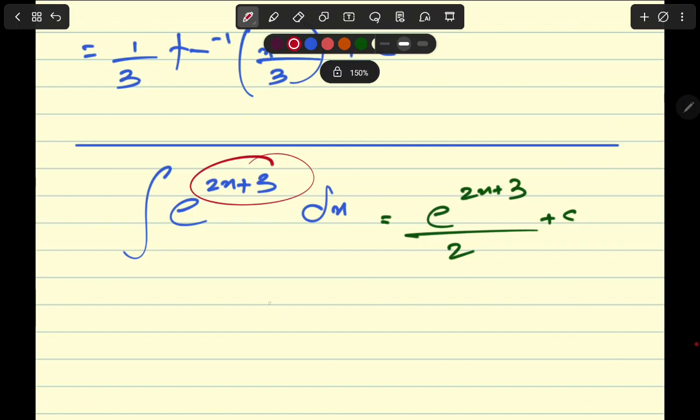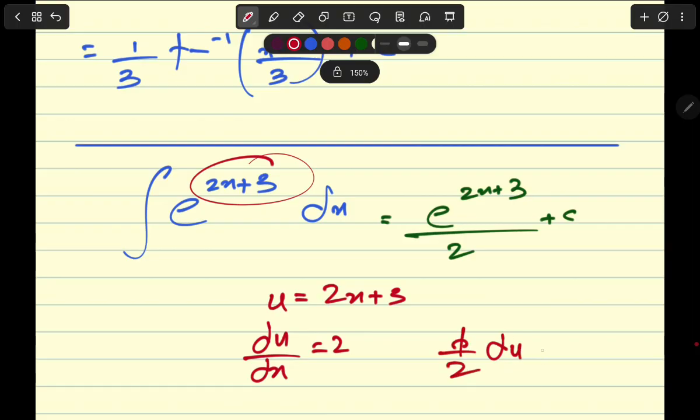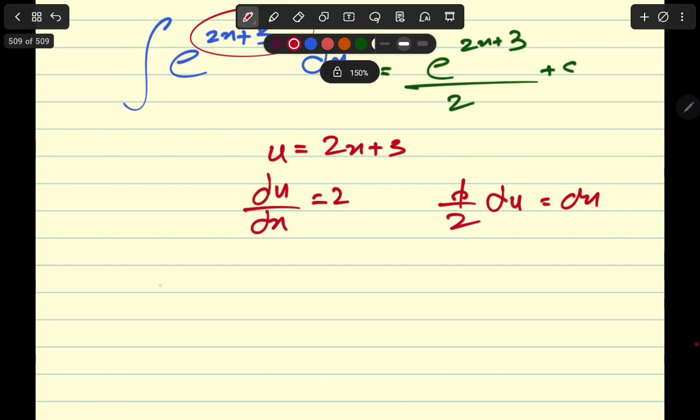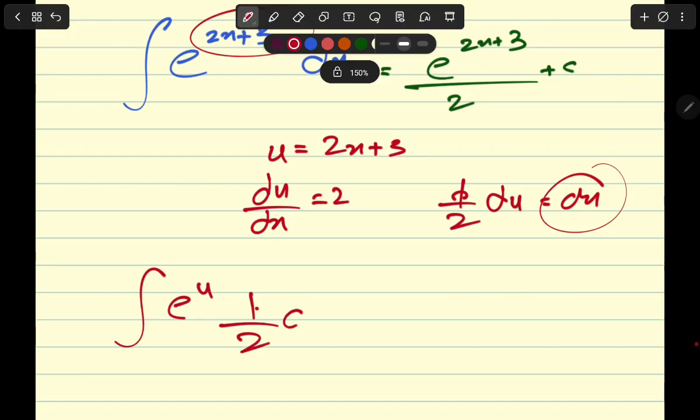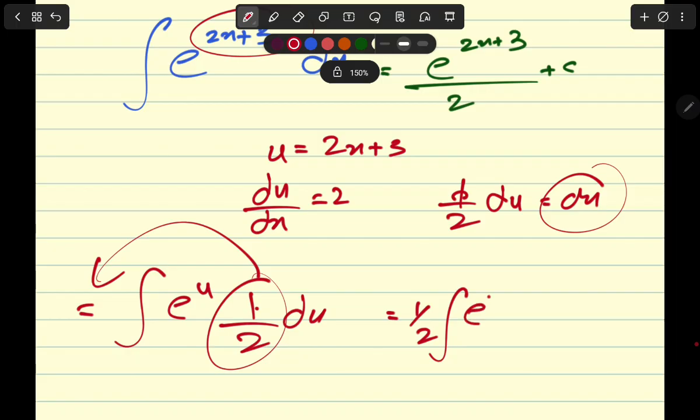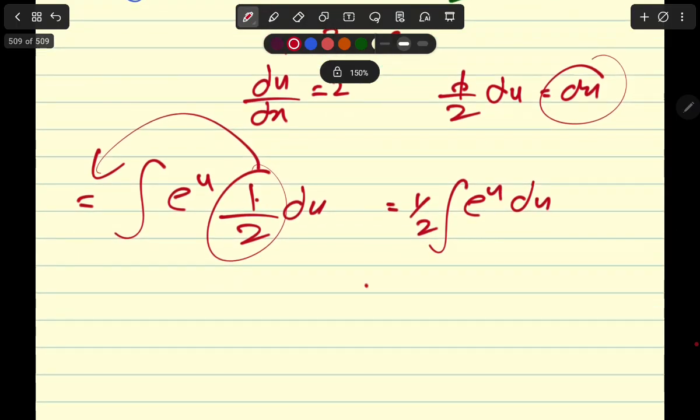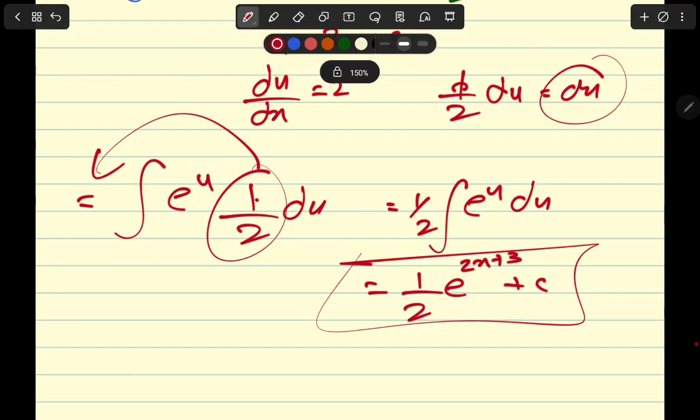Let's substitute the power by a single variable, that is u. So du by dx is nothing but 2. So half of du is going to be equal to dx, right? Now this is e to the power of u dx. dx is nothing but half of du. I will take this half outside of the integral sign. So this is half of the integral of e^u with respect to u, which is nothing but itself. So this is half of e^u plus c, and u is nothing but 2x plus 3. So I will put it there, and that's it. Bam. You got your answer, right?